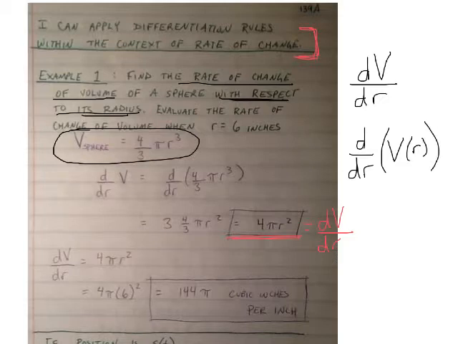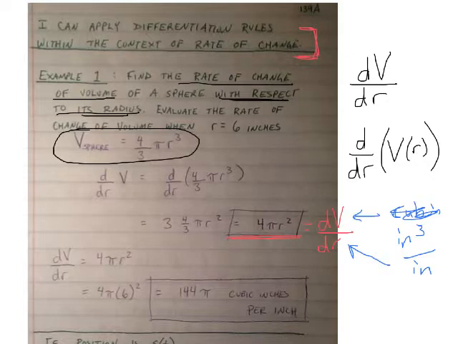The tricky part here is trying to understand units, and what we have here for units is volume. Volume is a cubic inch calculation, so cubic inches, or if you want to write inches to the third, and our radius is an inch unit. So the unit we're looking at is cubic inches per inch.